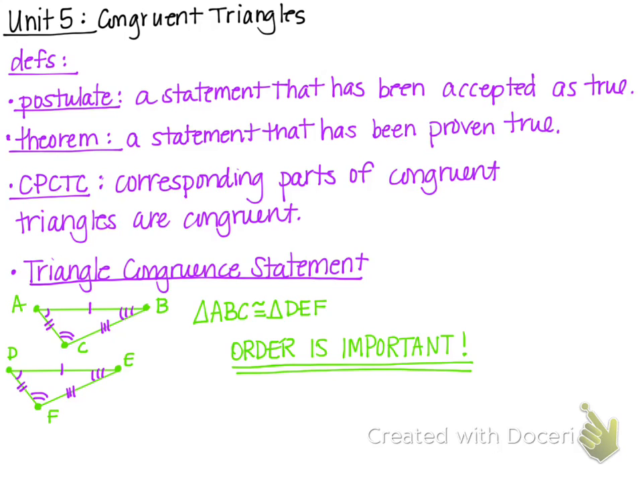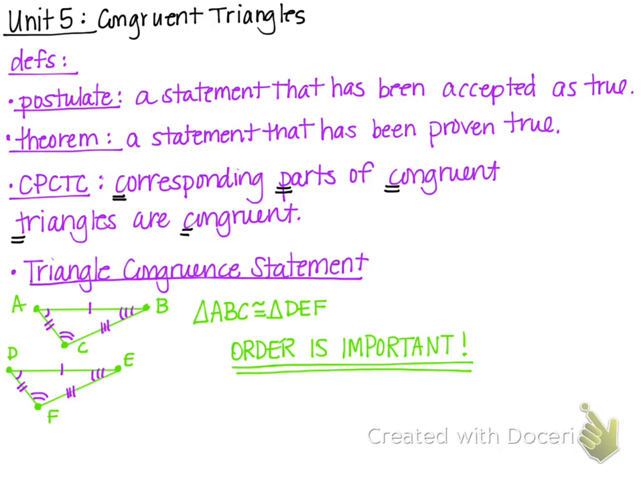Now we have CPCTC. It's an acronym. It stands for corresponding, see where the C comes from, parts of congruent triangles are congruent. And what that means is that if you have two triangles that are congruent, then you can say that the angles and the sides that correspond to each other are also congruent. So based on one single statement saying you've got two triangles congruent, you know that three angles and three sides are also congruent.